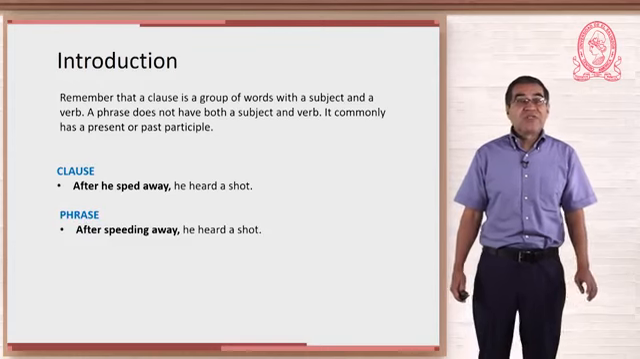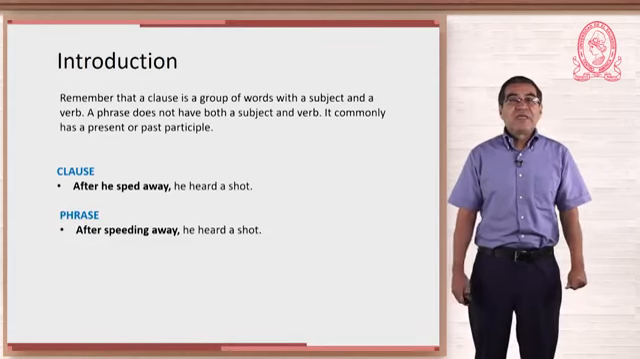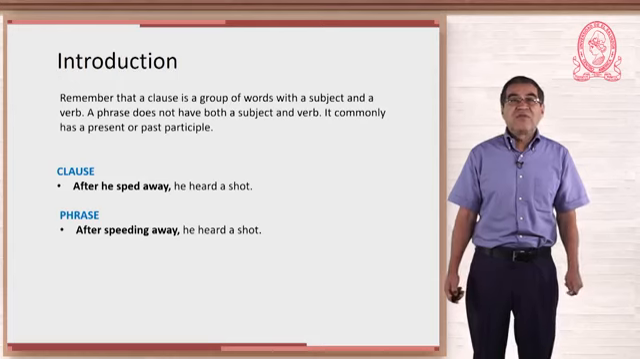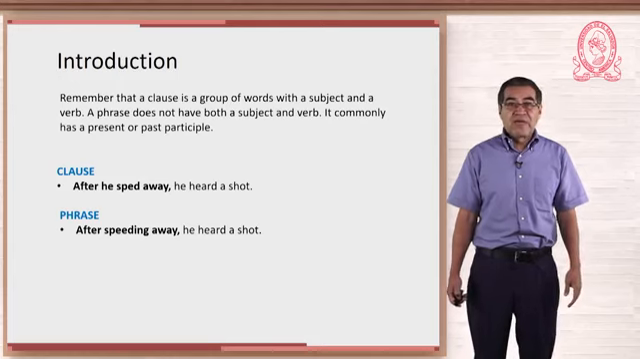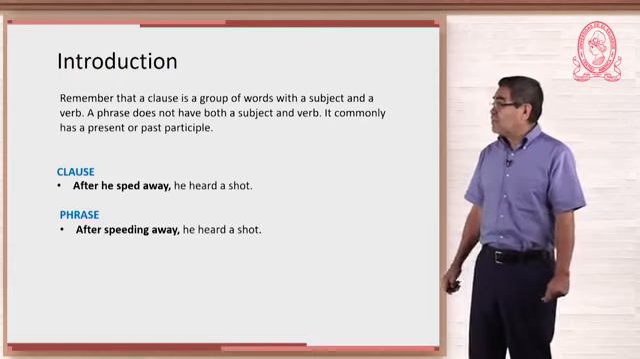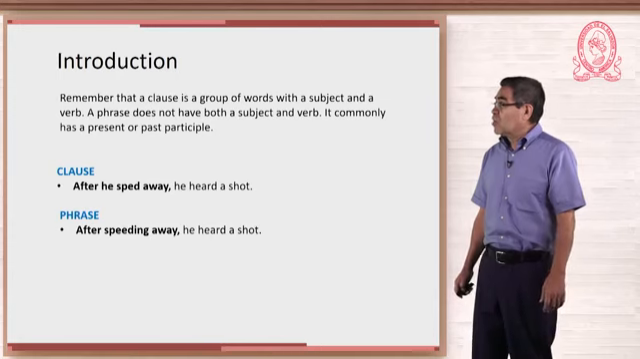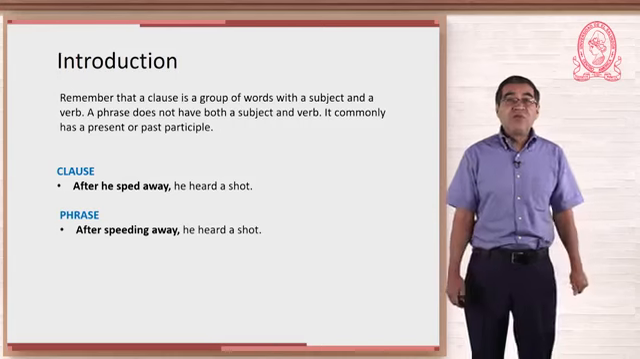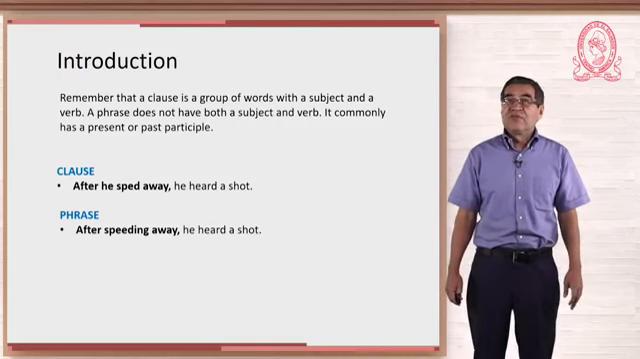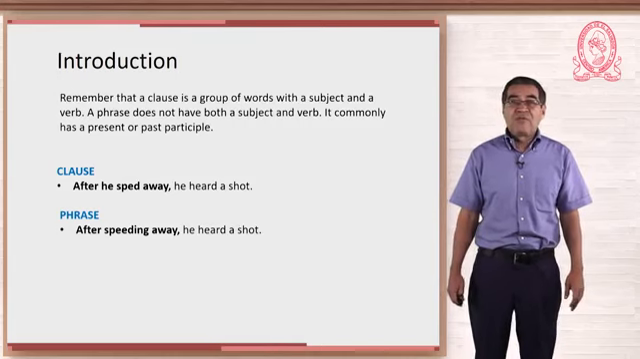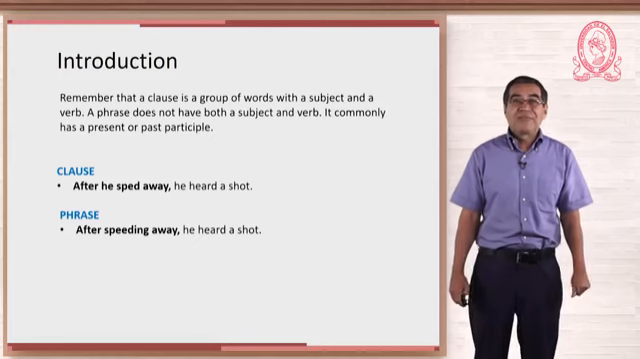These are some of the things that we have studied up to now. But here we have a phrase. What kind of phrase? An adverb phrase. Let us look at this. After speeding away, he heard a shot. Subject? No, you don't have a subject. Verb? No, you don't have a verb. What do you have? You have a present participle.